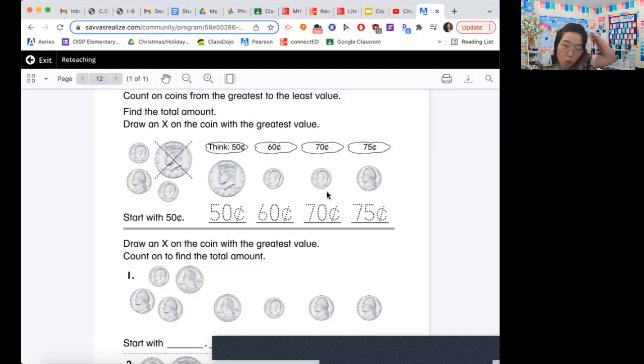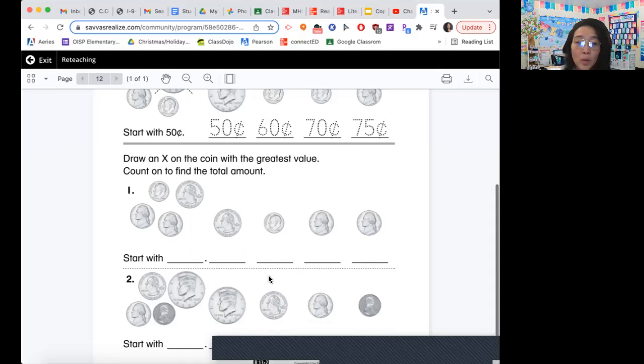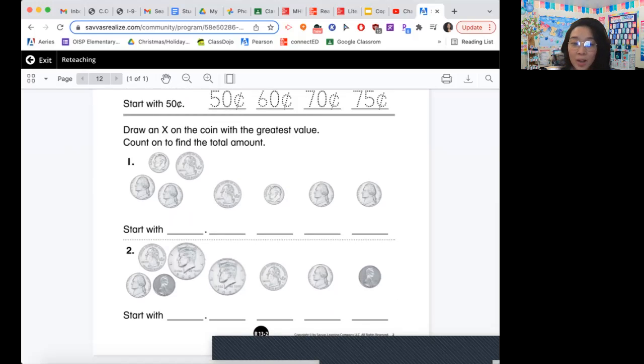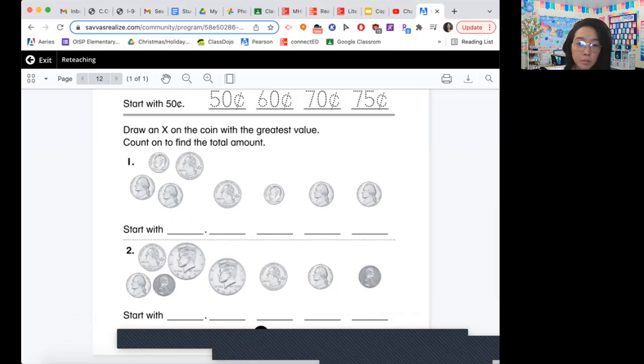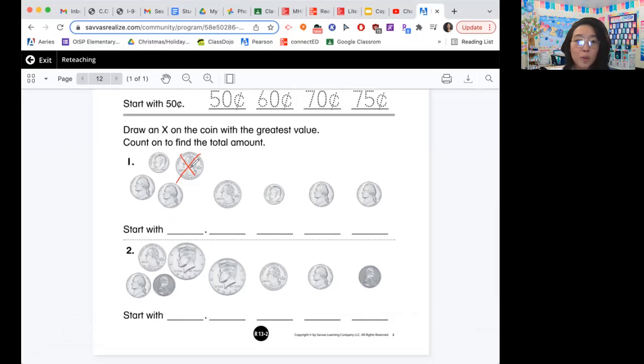Now draw an X on the coin with the greatest value. Count on to find the total amount. So the coin with the greatest value in question number 1 is going to be our quarter. So I'm going to start with 25 cents. Now I am going to count on. Here it is right here. Here's that quarter.